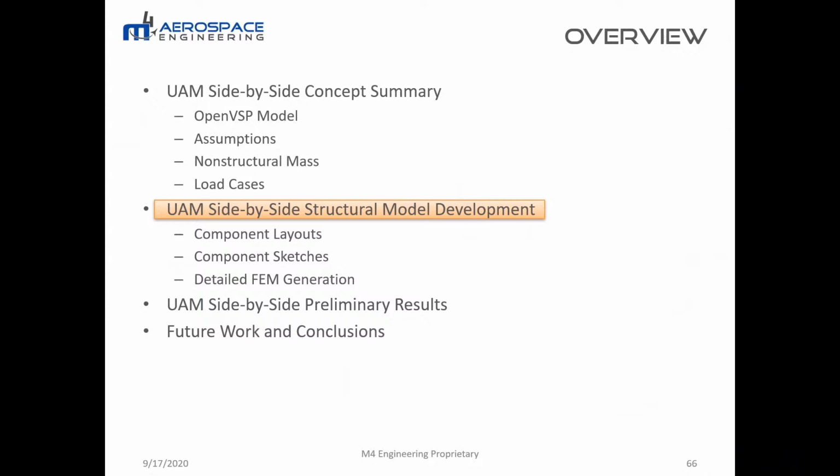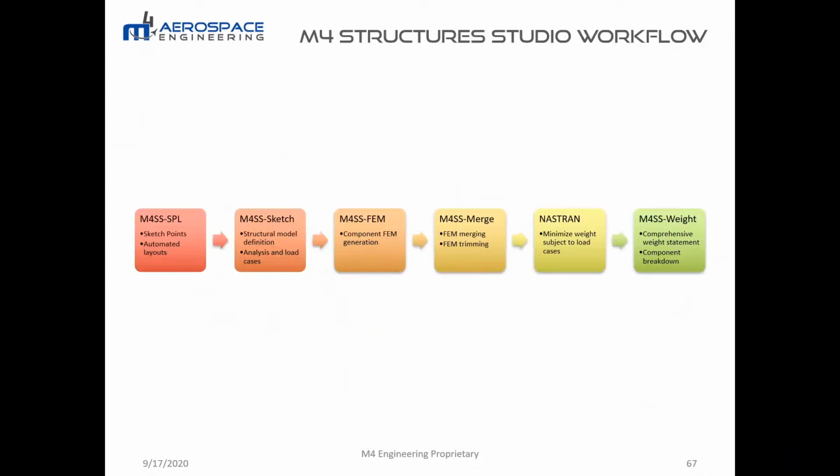Okay, so now we've defined what our model is going to be like, how we're going to pull it together, and what load cases are significant. Now we're going to talk about how we make that in M4 Structure Studio. Just a reminder here of the basic process. We started at the sketch point layout, where we take in our OpenVSP model and put points on it. Those points represent our structural hard points, where we're going to attach masses, where we're going to define internal structures, those sorts of things.